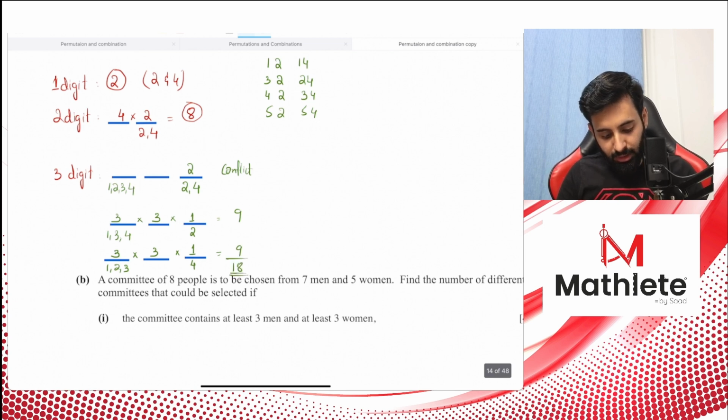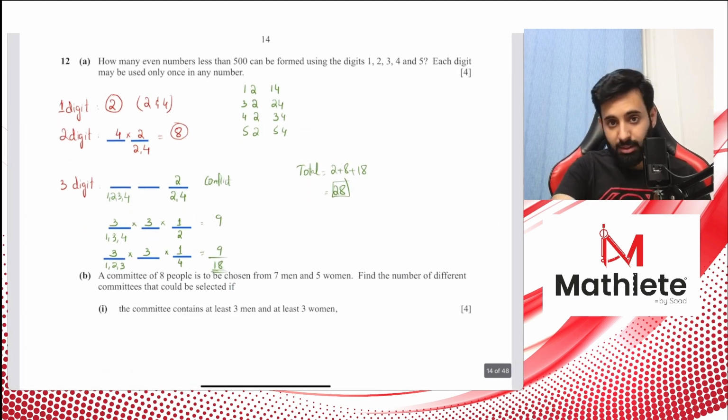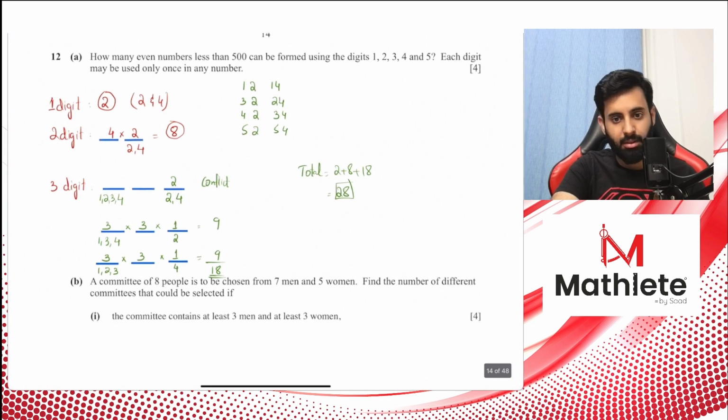Now let's add them all up. 2 plus 8 plus 18 equals what? 10 plus 18 is equal to 28. So you can have 28 numbers such that they're all less than 500 and even. Take a good look at what I've done, and let me know if you have any questions.